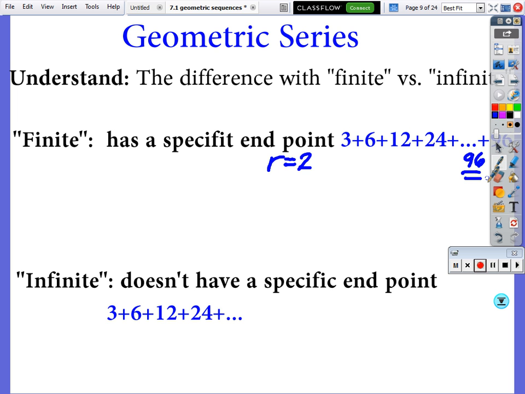Okay? So does everybody understand the difference between finite series and infinite? Finite, you can see the end. Infinite, you have no idea what the end is. Okay, sweet. So with that being said, if we wanted to, we could go through and add these up.